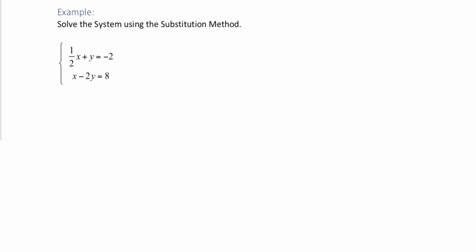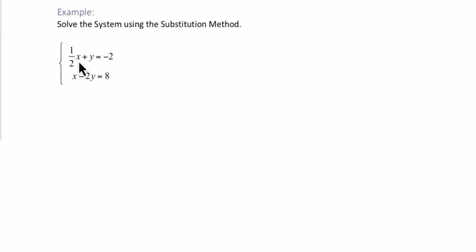Let's solve this system using substitution. We have options. We need to isolate one of the variables in one of the equations. You have options. It doesn't matter which variable we isolate, and it doesn't matter which equation we use to isolate that variable. But we want to work smart. We want to do whatever looks easiest.